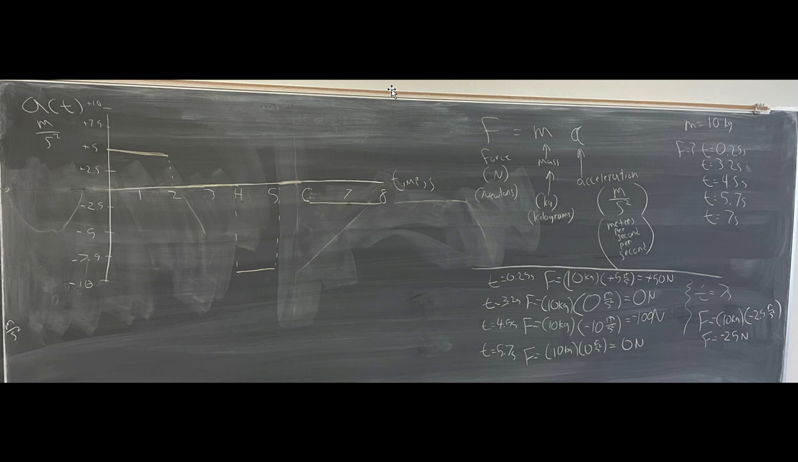Something cool is that force is related to mass of some object times its acceleration. Since acceleration is a vector that can be positive or negative, force can also be a vector that will be positive or negative. Force is in units of newtons, mass must be in kilograms, acceleration is meters per second squared. So if we had some object that was 10 kilograms whose acceleration is modeled here, what is the force that that object experienced at 0.2 seconds, 3.2 seconds, 4.5, 5.7, and 7 seconds?